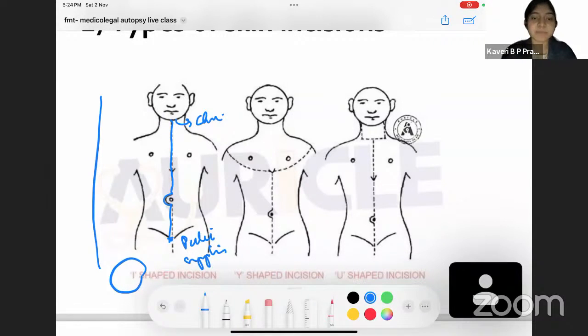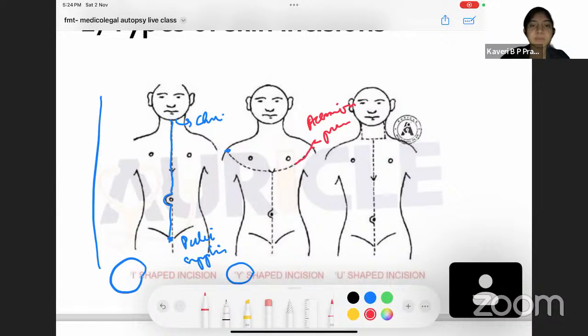Next, we have the Y-shaped incision. How does a Y-shaped incision occur? It starts from the acromion process. Here, what I'm pointing to with this red arrow is the acromion process, from which the incision starts.